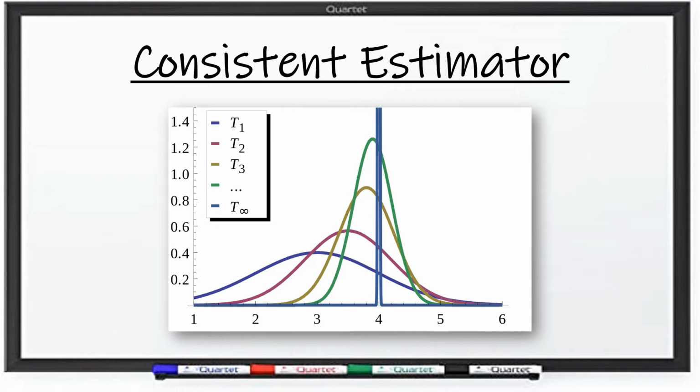For a consistent estimator, the sampling distribution becomes concentrated on the value of the parameter it is intended to estimate as the sample size approaches infinity. This is because when the sample size n approaches infinity, the standard error goes to zero.